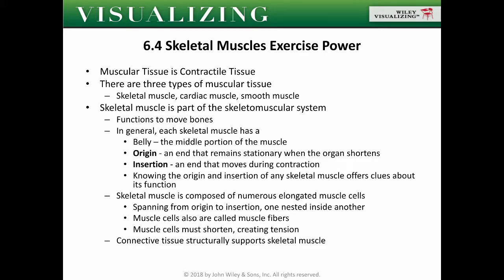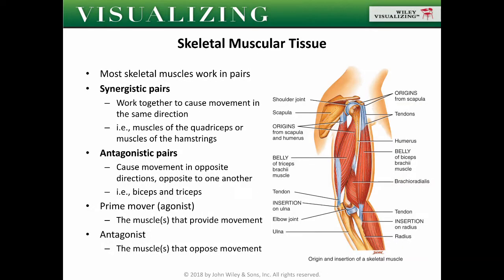Skeletal muscle is composed of numerous elongated muscle cells. They span from the origin to insertion, one nested inside the other. Muscle cells are also called muscle fibers. When the muscle cells shorten, they create tension. Connective tissue structurally supports skeletal muscle. So here is your skeletal muscle.